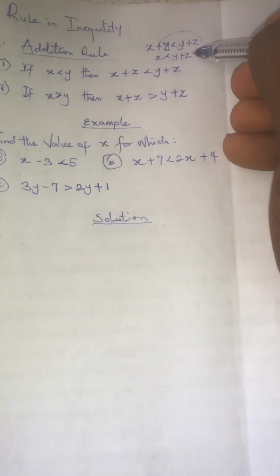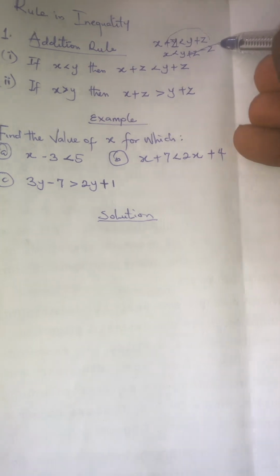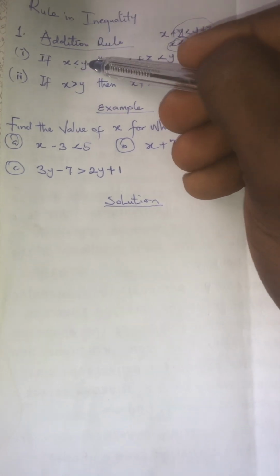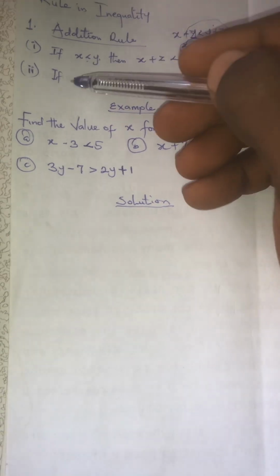Negative. So we have minus z. And you can count this one. So we have x less than y. That's why we have x less than y here, the same way we did it for x greater than y. Now, example.